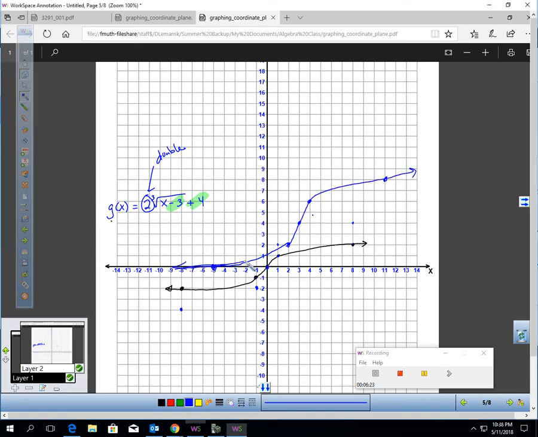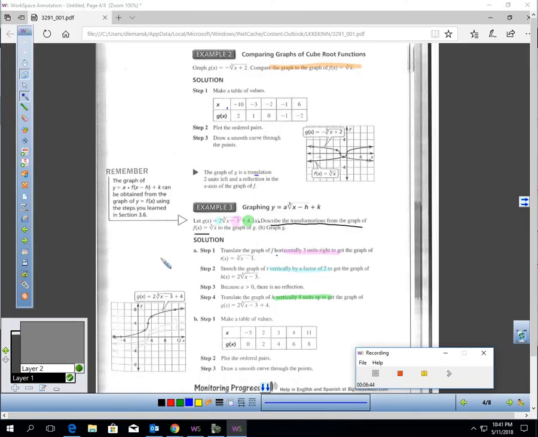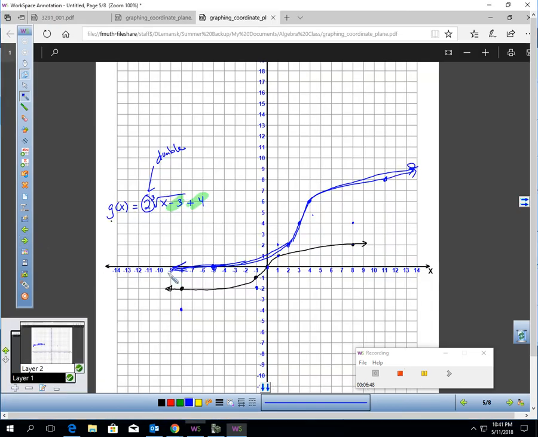Kind of hard to draw because you're trying to connect the dots as best you can. I'm trying to, but that would be what the new graph would look like if I stretch it by a factor of 2 and I slide it 3 right and 4 up. And you can kind of see in the book, you'll see a picture of it, and you can see that picture here. That's just what I drew. That's exactly what I drew here in this picture.